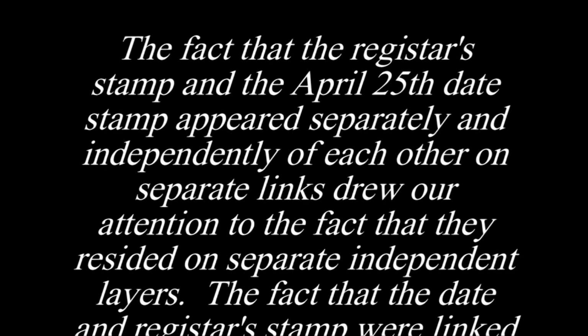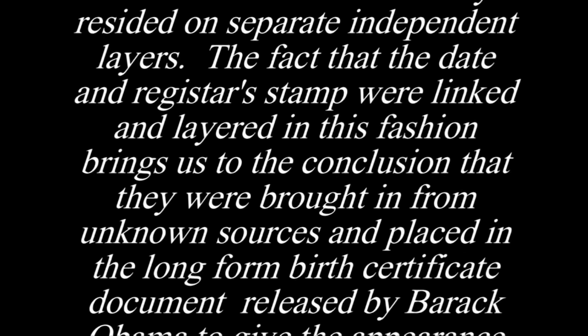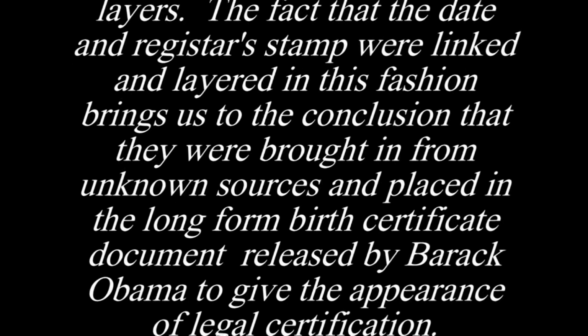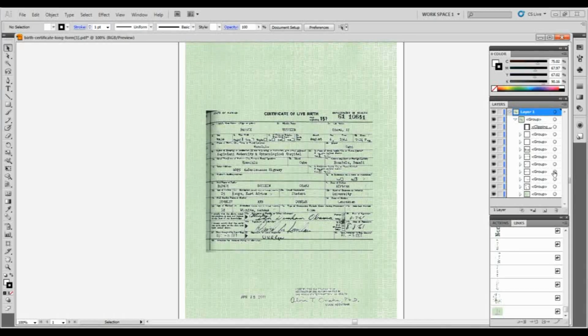The fact that the registrar stamp and the April 25th date stamp appeared separately and independently of each other on separate links drew our attention to the fact that they resided on separate independent layers. The fact that the date and registrar stamp were linked and layered in this fashion brings us to the conclusion that they were brought in from unknown sources and placed in the long-form birth certificate document released by Barack Obama to give the appearance of legal certification.